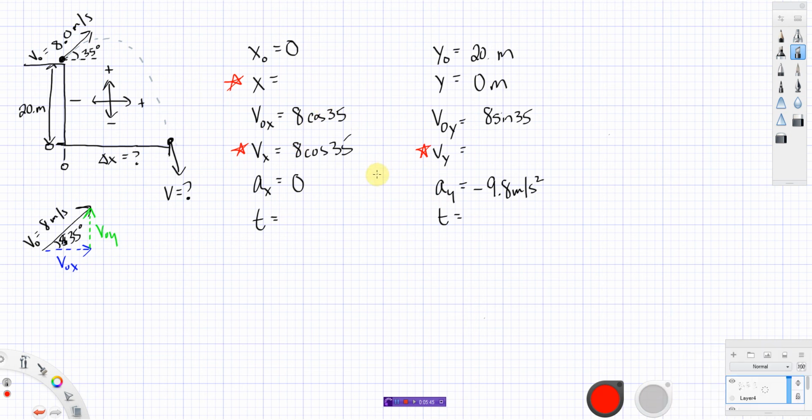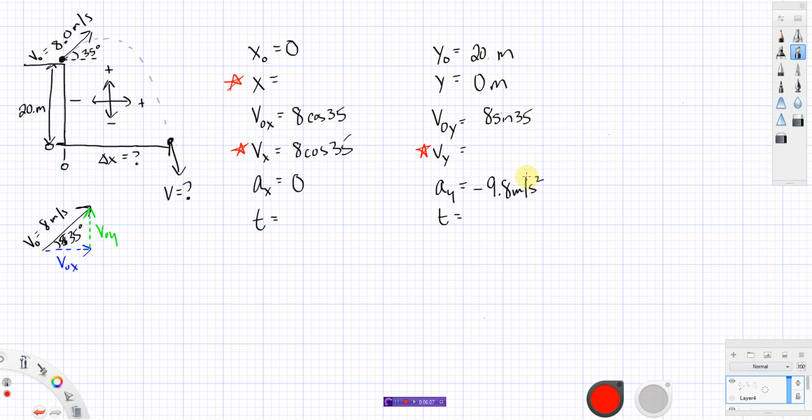Now looking at this, I actually have some choices here about where to go. Usually what I like to do, personally, this is a personal preference, if I can get time, time makes everything easier. So I'm going to try to find the time first.